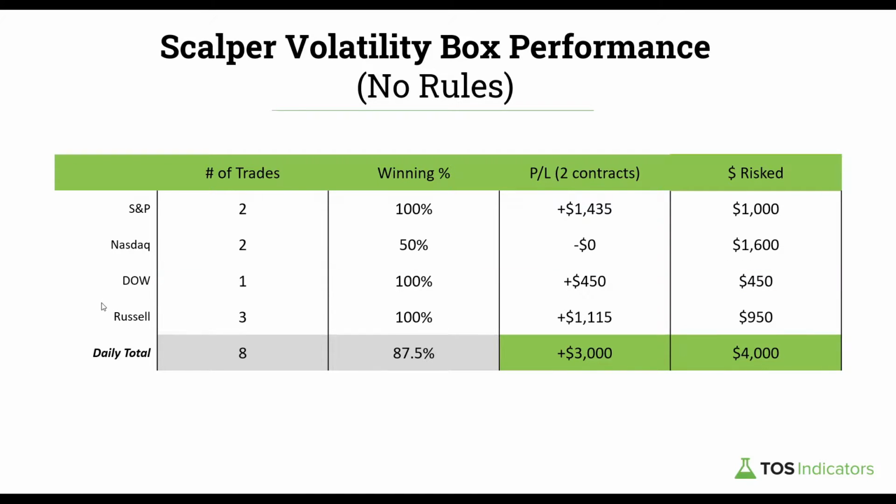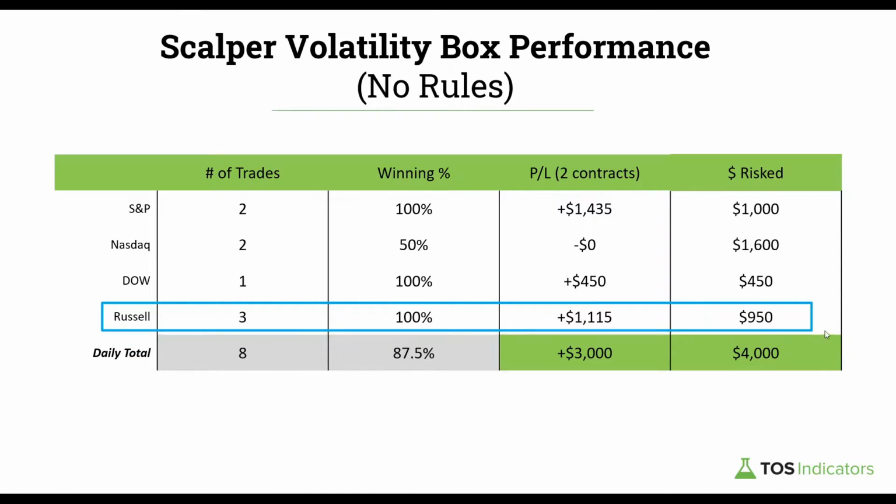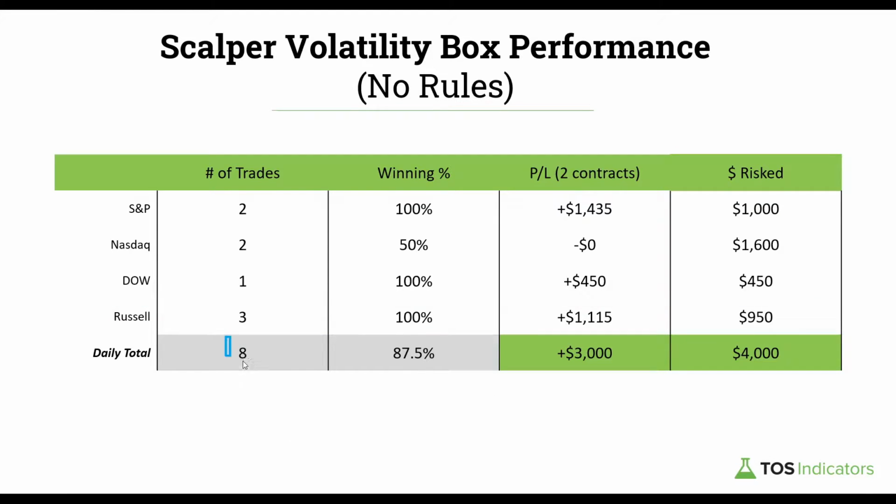But the real gem of today was the Russell. The Russell gave us 3 trade opportunities. All 3 were winners for a net P&L of positive 1,115, giving you a net total for today of 8 trades in total compared to the usual 0 to maybe 1, maybe 2 that we usually see. So you can see that this did achieve the goal in giving us more trades, a win rate of positive 87.5%. You can see that we still maintain the same high probability ratios that we're used to seeing.